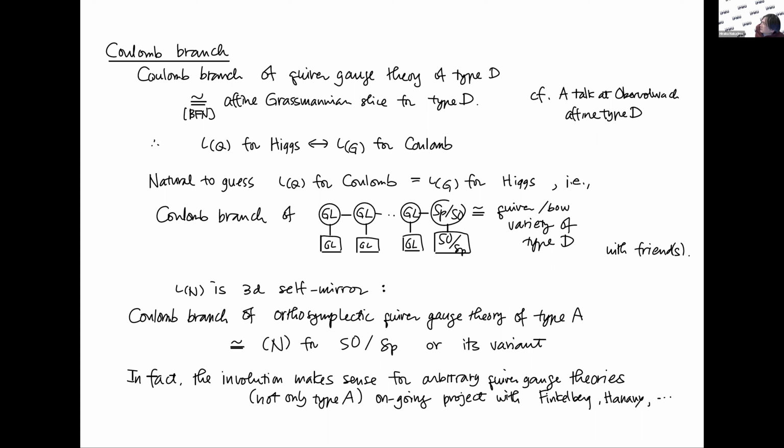Coulomb branch is orthogonal group for odd rank. So the opposite direction is true. But if you apply that in the opposite way, then it's not. So it's a little surprising.